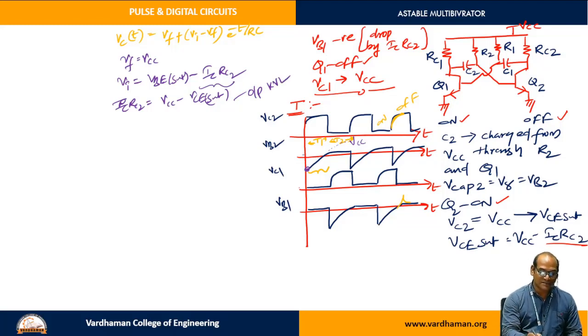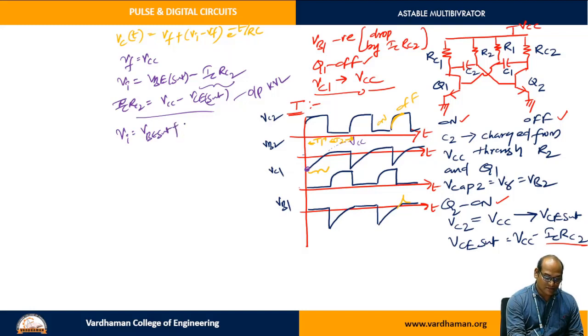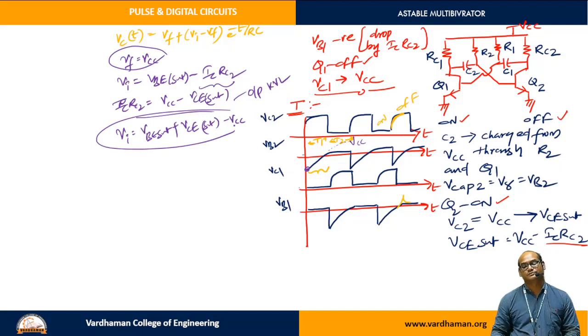Then you replace this ICRC in the above equation with this equation. Then VI will become VB sat plus VC sat minus VCC. Okay, so V final is ready, V initial is also ready.